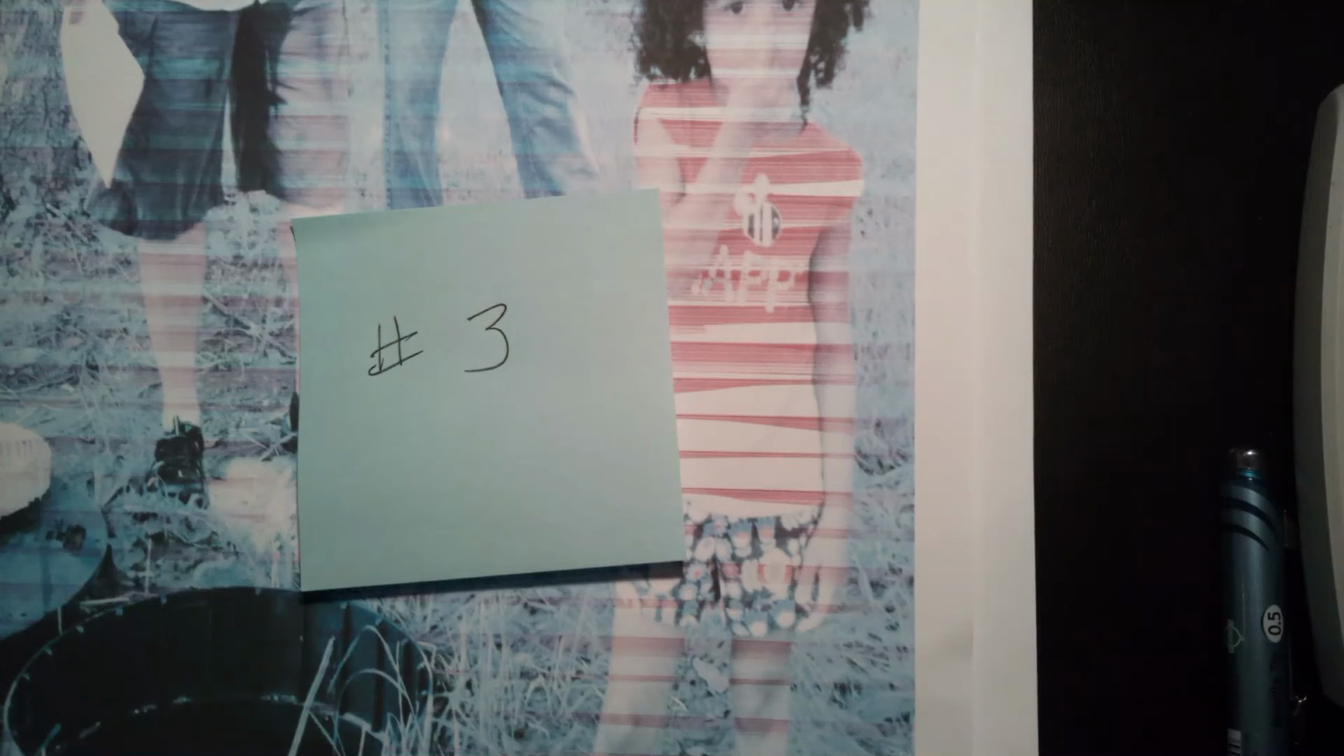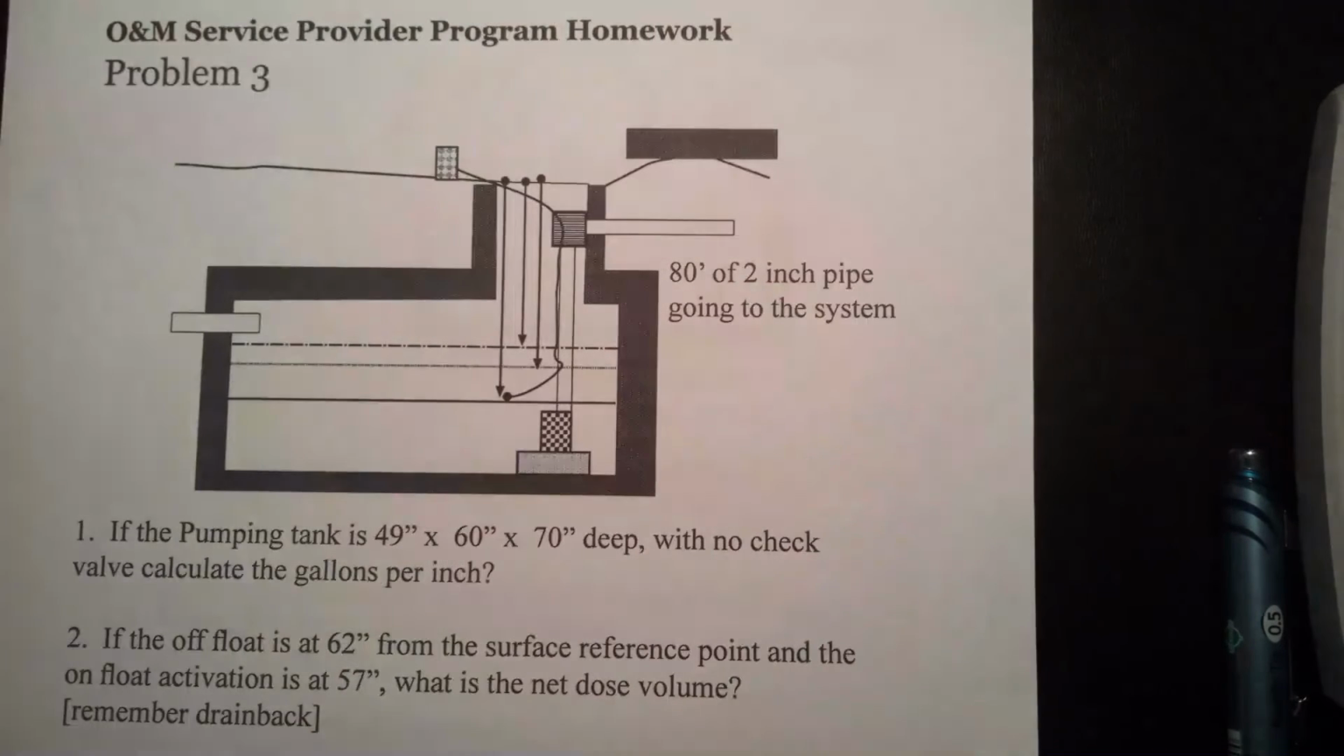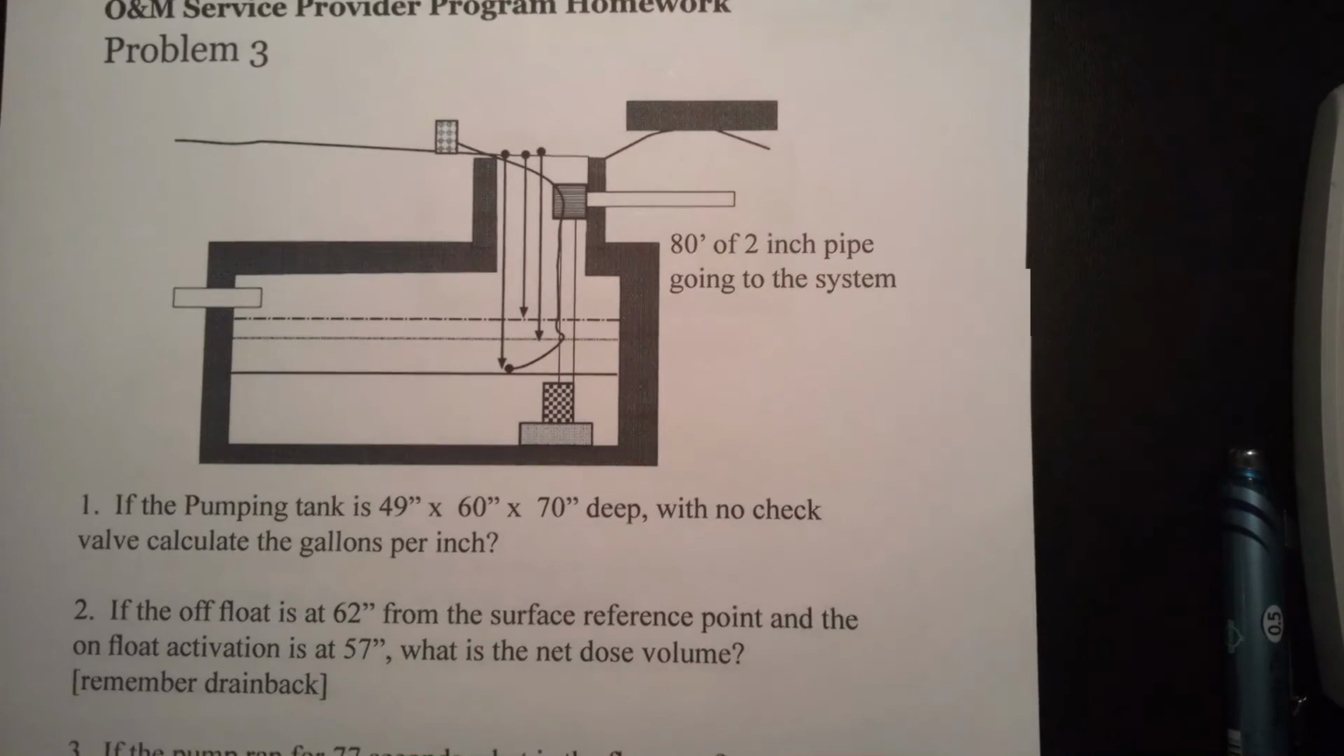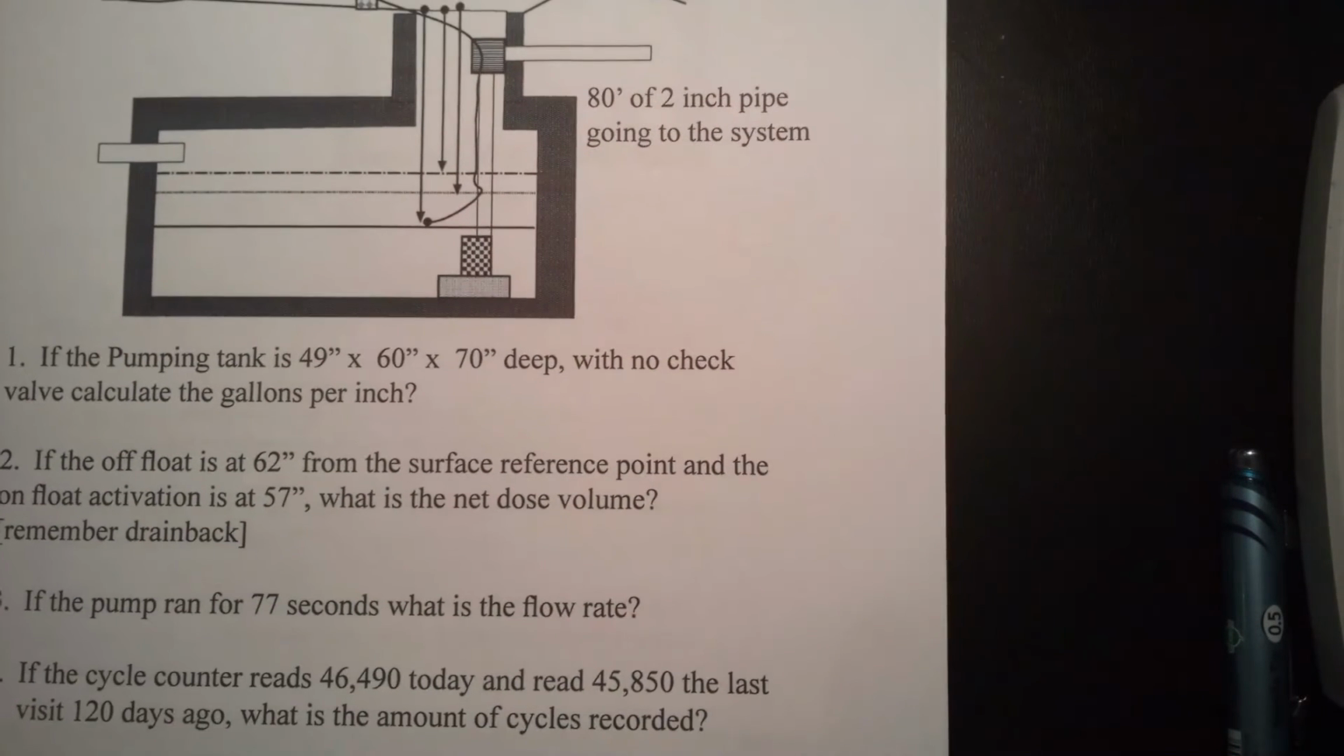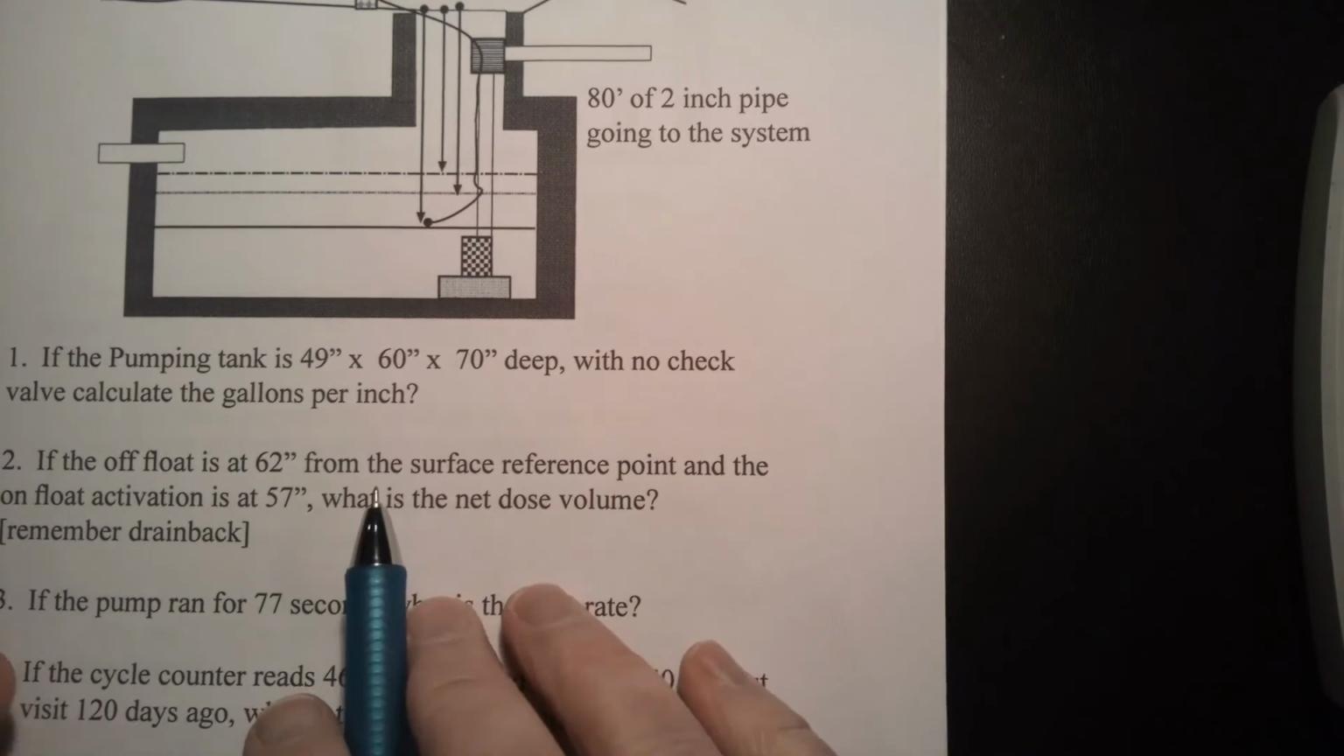Well, welcome. Here's homework question number 3. So now again, we're looking at a pump tank. Have some questions to work through on that. The pump tank is 49 by 60 by 70 with no check valve, so there is going to be drain back this time. And we're going to calculate the gallons per inch.